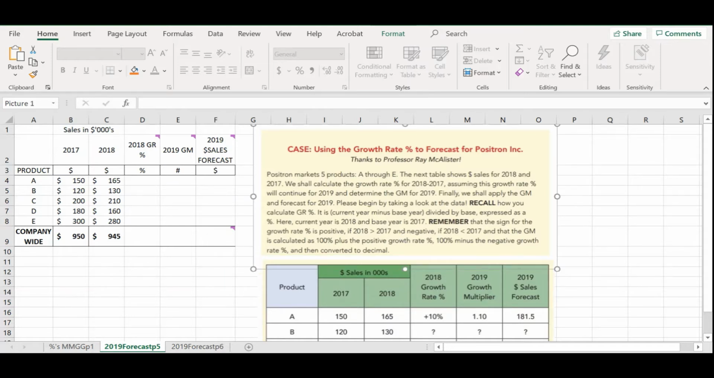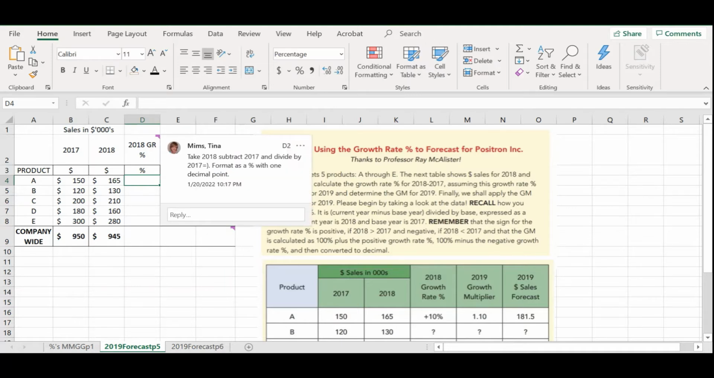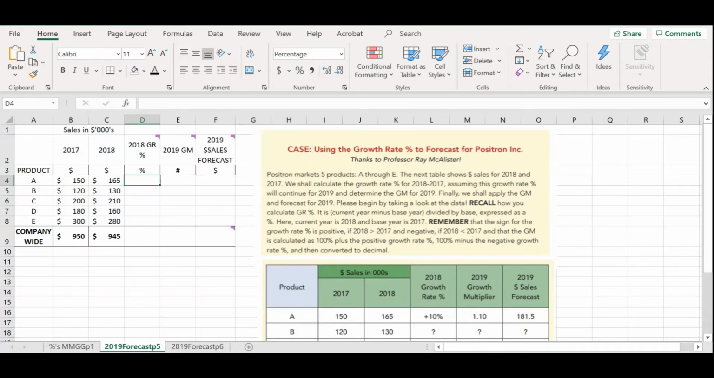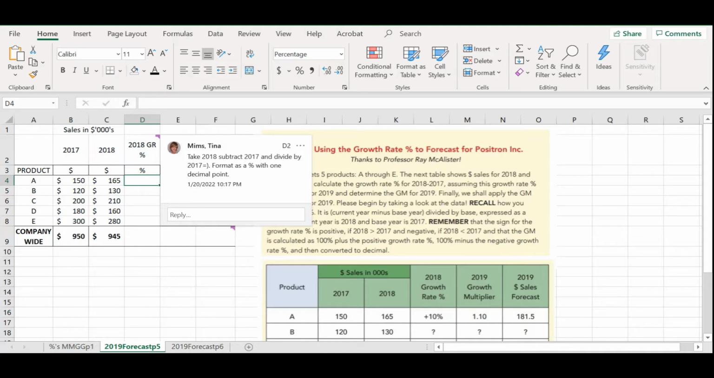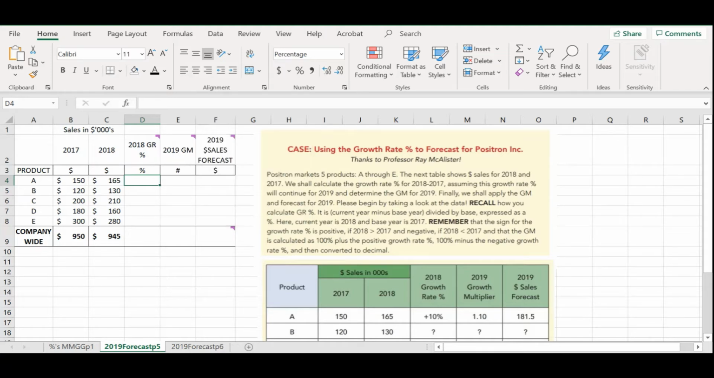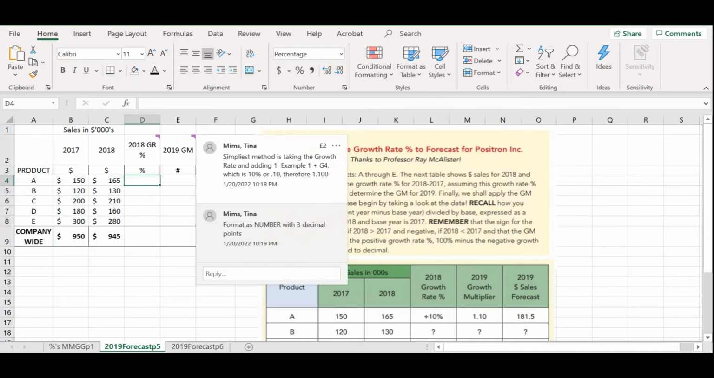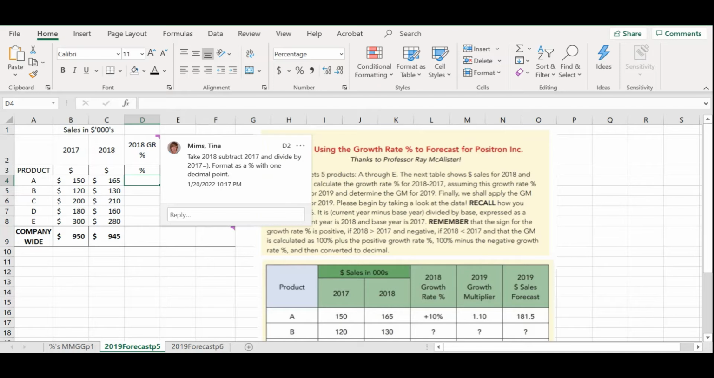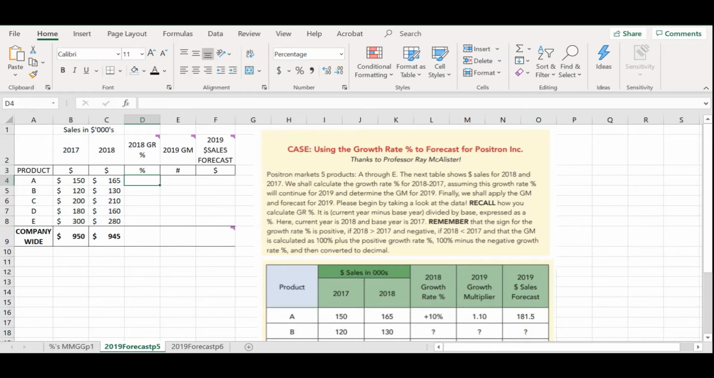Again, when we're in marketing, we work with sales figures all the time, okay? So the first thing we're going to do, and I've got a little note here on my spreadsheet, hey, look, all we have to do really quickly is take anything that was given to us for 2018, subtract 2017 from it, and then divide it by the previous year. So let me hang over that. Take 2018, subtract 2017, and divide by 2017. Be sure and format your answer with 1 decimal point. So let's see if we can't do that.